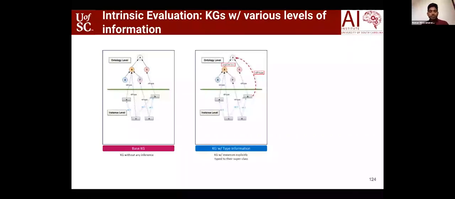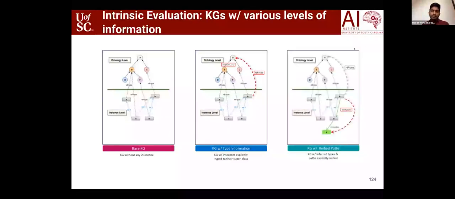The first thing we did was, we have the base knowledge graph. In the second box I have the knowledge graph with type information. What we are doing here is, for example, let's say we have an instance B, which is of type capital C in the ontology. But we know that A is the parent of C. That means there's an implicit type relation between the instance B and the class A. So in this version of the knowledge graph, we made this implicit information explicit. In the triple store, we have this information now.